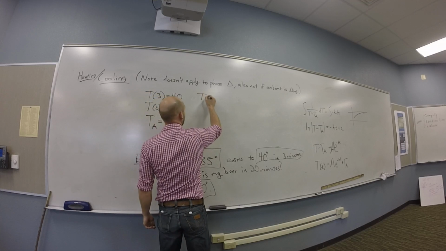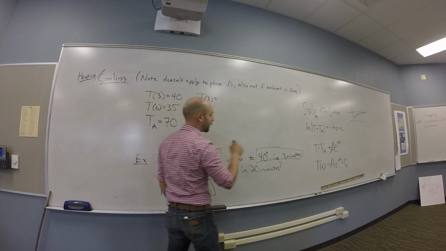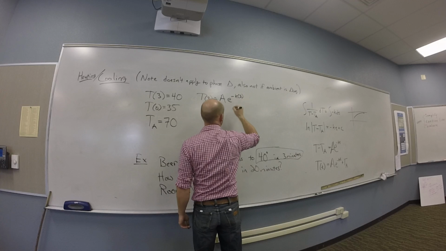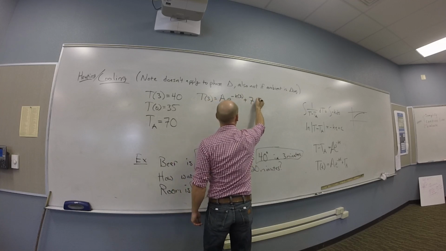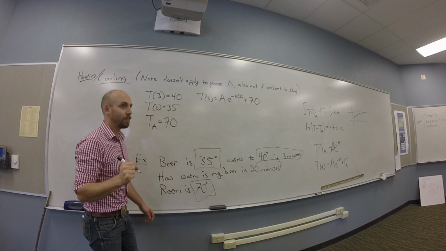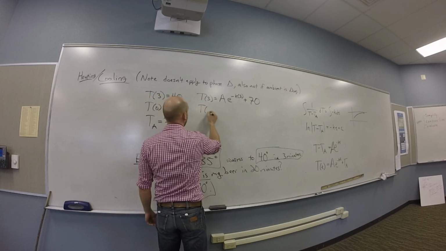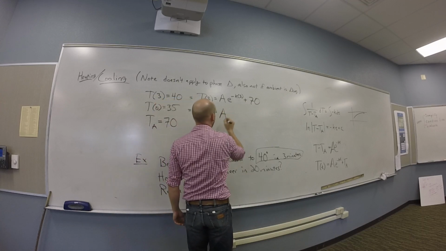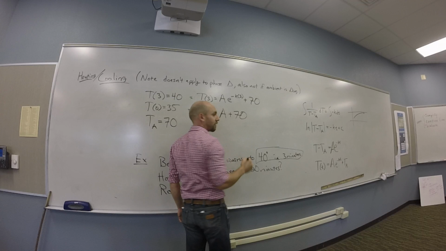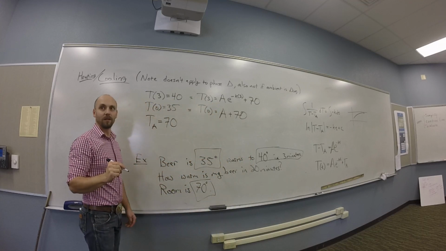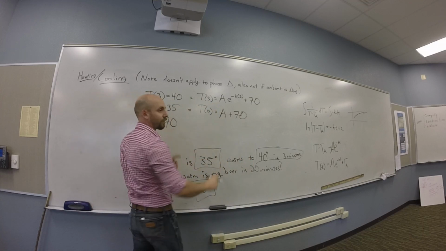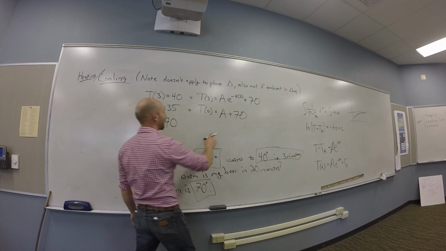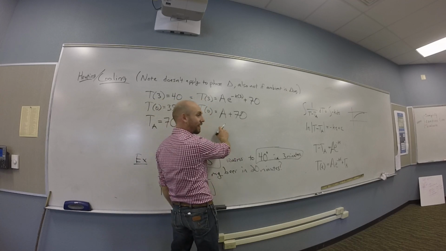T of 3 is A e to the minus K times 3 plus 70. That's my first statement. T of 0 is A plus TA, which is A plus 70. But that's supposed to be 35, right? So what's A? Negative 35. You guys see that?